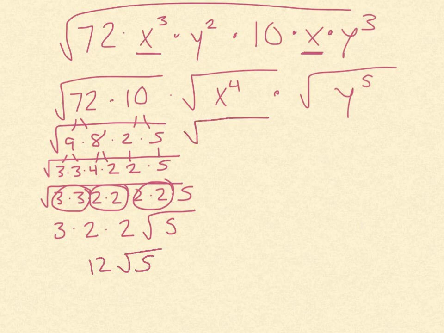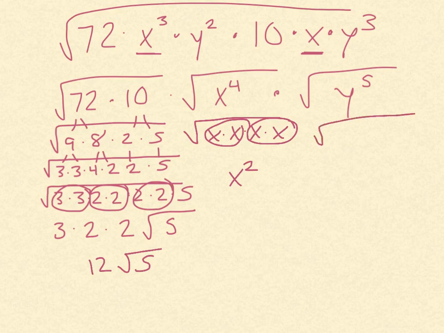So next, we have the x to the 4. This is like saying we have 4 x's under the square root. So what are we going to circle? We circle the 2 pairs of x's. What's going to come on the outside? X squared, because we have 2 x's that come out. And then nothing is left inside for the x.